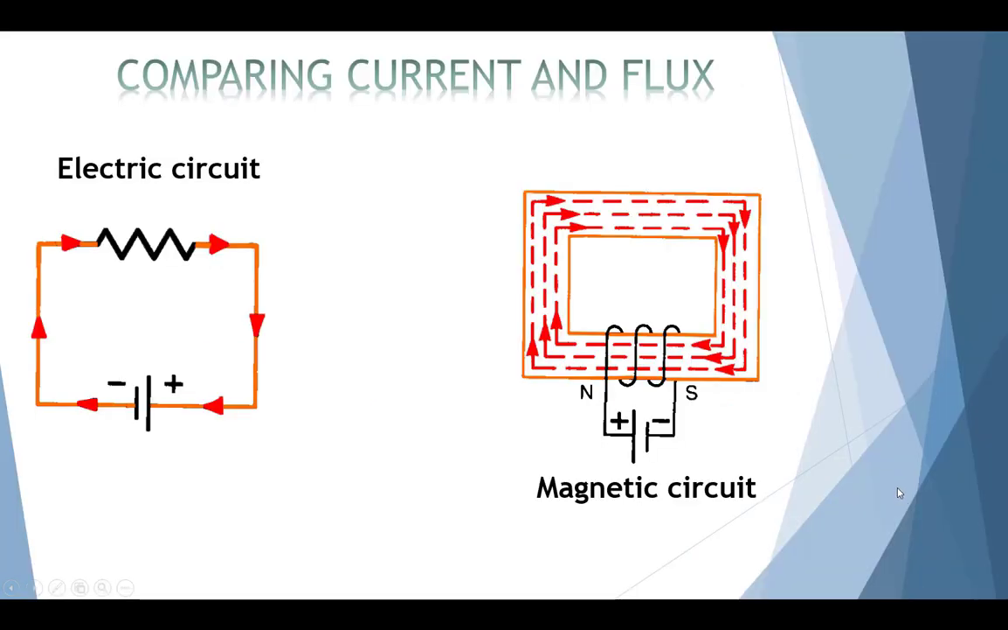Comparing current and flux. The magnetic flux traveling in metal is very similar to electrons flowing in conductors. And here I have current going through an electric circuit, and here I have magnetic lines of flux traveling around a piece of iron.